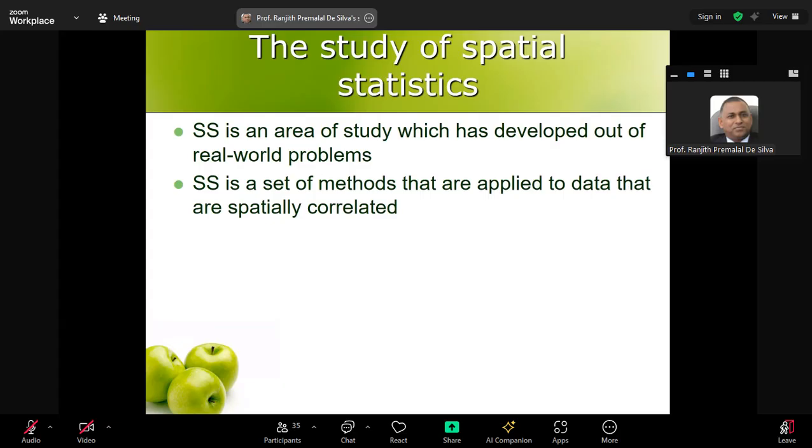What do you understand by this concept? In nature, things in the surrounding are going to be more or less similar than things that you find at a distance.